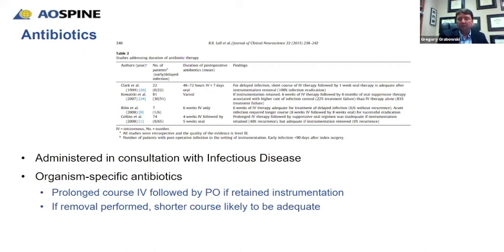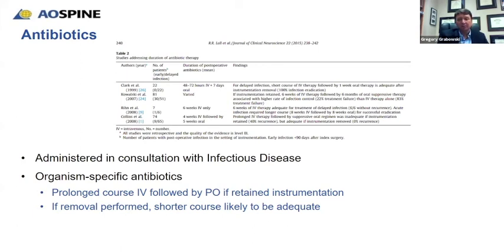For instrumented cases, I always end up with an infectious disease consultation to help guide appropriate antibiotic treatment and make sure that we have appropriate organism-specific antibiotics for the cultures that we've obtained. And again, making sure that you have not given antibiotics before your debridement and culture is really key to making sure that you get adequate cultures on the back end.